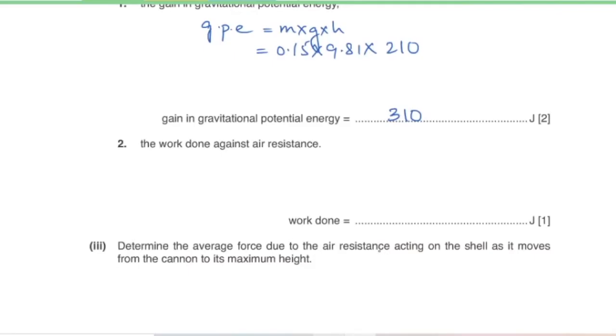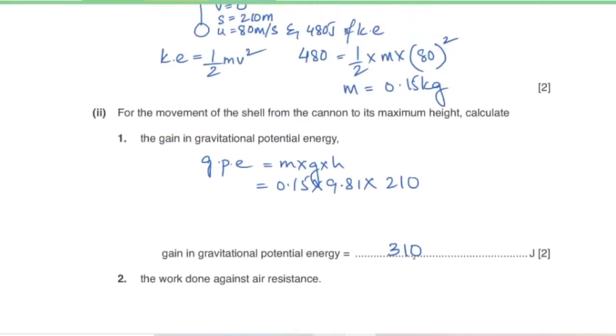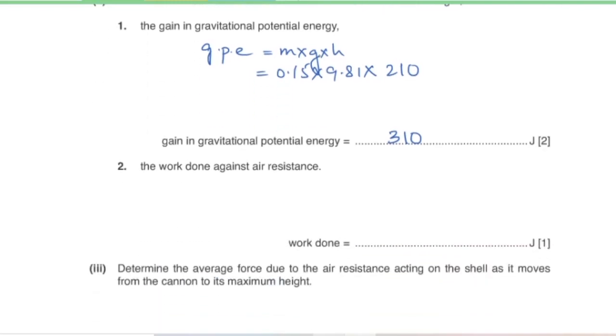So according to the law of energy conservation, the loss in kinetic energy of the shell from the starting point should be equal to the gain in gravitational potential energy until the finishing point, which is when it has reached its maximum height. But here you have seen that the gain in gravitational potential energy is not equal to the loss in kinetic energy. This means that some energy is lost as heat in the surroundings, and that is the difference between the gain in gravitational potential energy and the loss in kinetic energy.